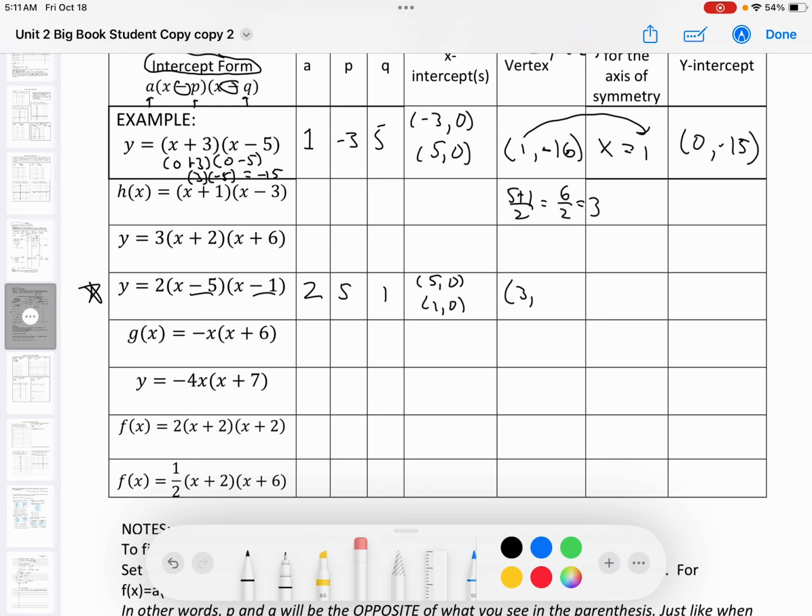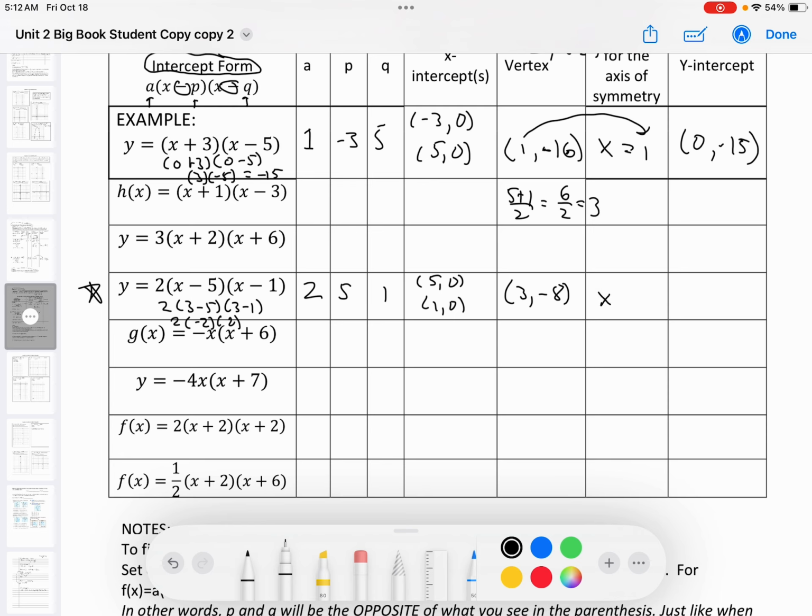So here we would have 2 times (3 minus 5) times (3 minus 1). So that would give me 2 times 3 minus 5, which is negative 2, times 3 minus 1, which is 2. So I'd have 2 times negative 2 times 2, and that will give me negative 8. So (3, negative 8) is the vertex.